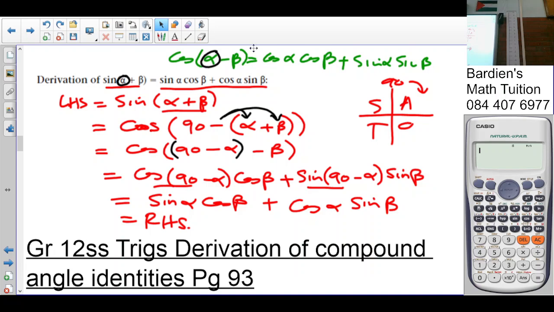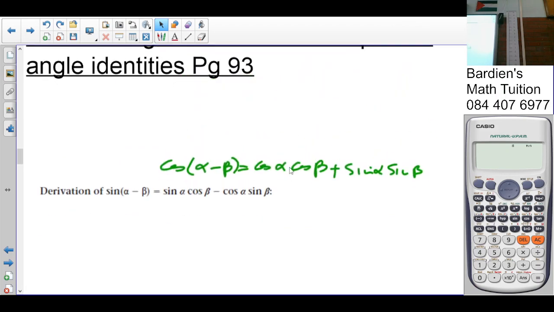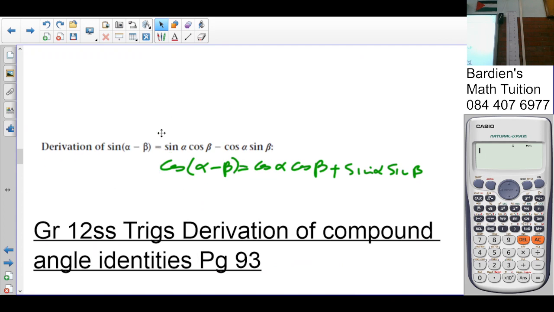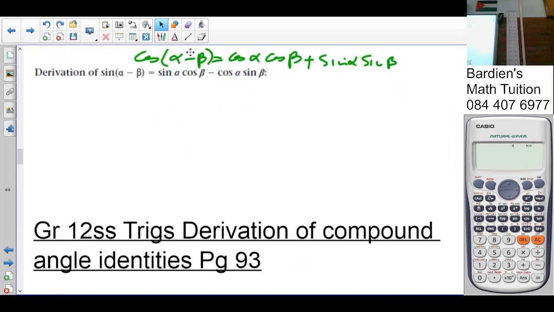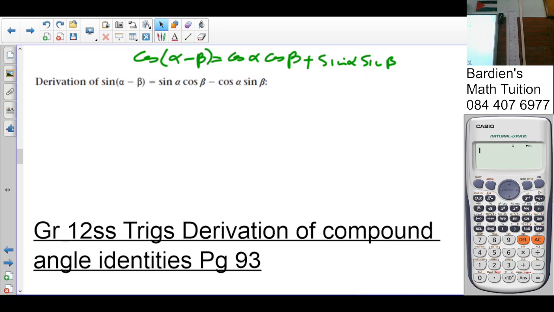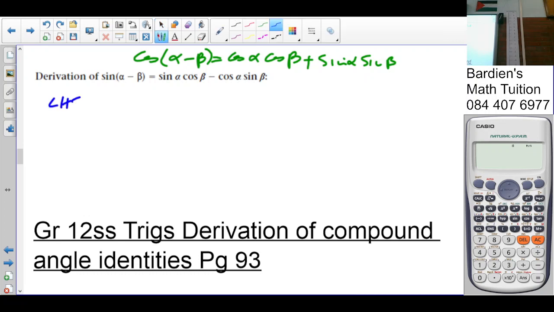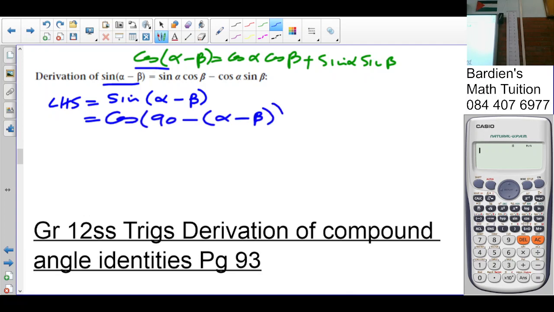And the last one, here again, remember initially they told us, using cos of alpha minus beta equals cos alpha cos beta plus sine alpha sine beta, we must use that to derive a formula for sine of alpha minus beta. Okay, so again, this is the left hand side here, which is sine of alpha minus beta. Remember, we need it to look like cos of a double angle, or a compound angle, sorry. So that's going to become cos of 90 minus alpha minus beta.